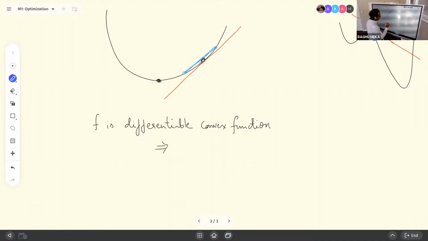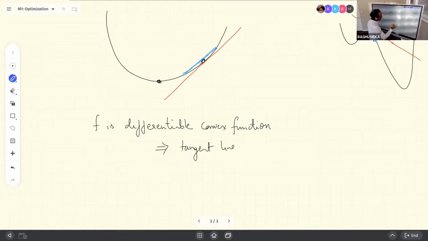Implies the tangent line is below the curve. Okay? And this is almost an if and only if statement. If I have a differentiable function, then it is convex if and only if the tangent line at every point is below the curve.